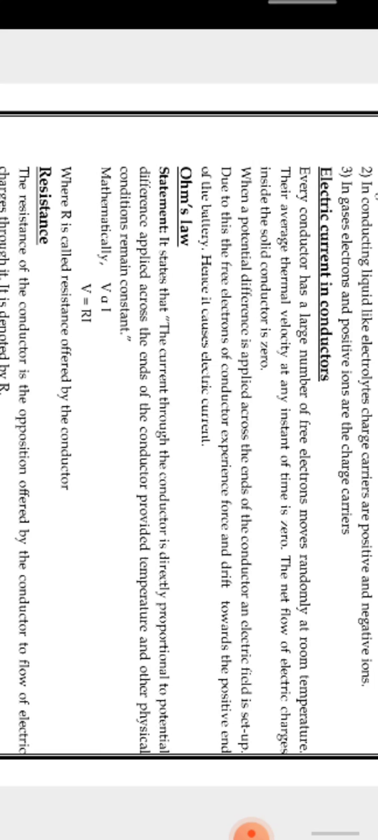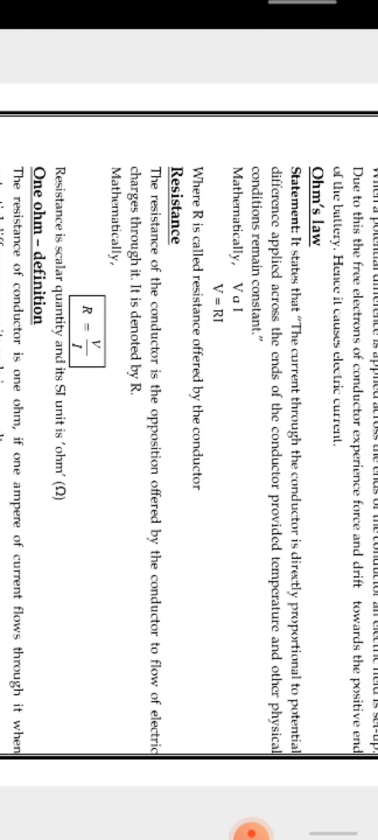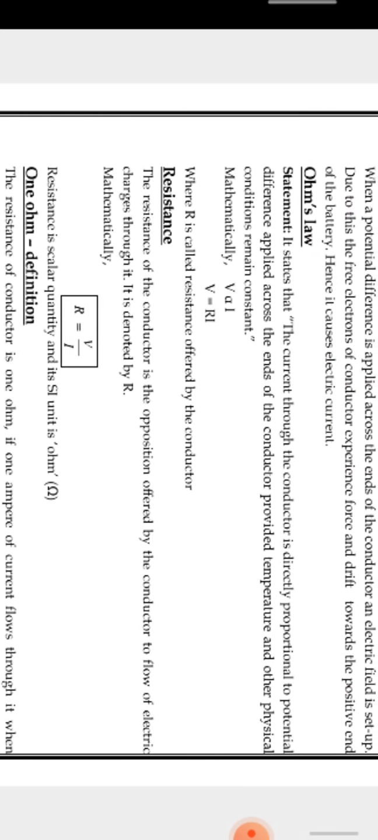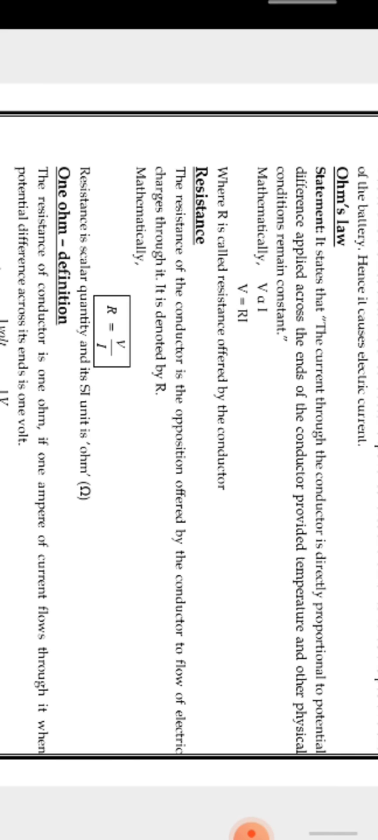Thereafter, when a potential difference is applied across the ends of the conductor, an electric field is set up. Due to this, the free electrons of the conductor experience force and drift towards the positive end of the battery. As a result, there will be some current. So whenever you apply a potential difference across the ends of the conductor, you can see there is an electric current.